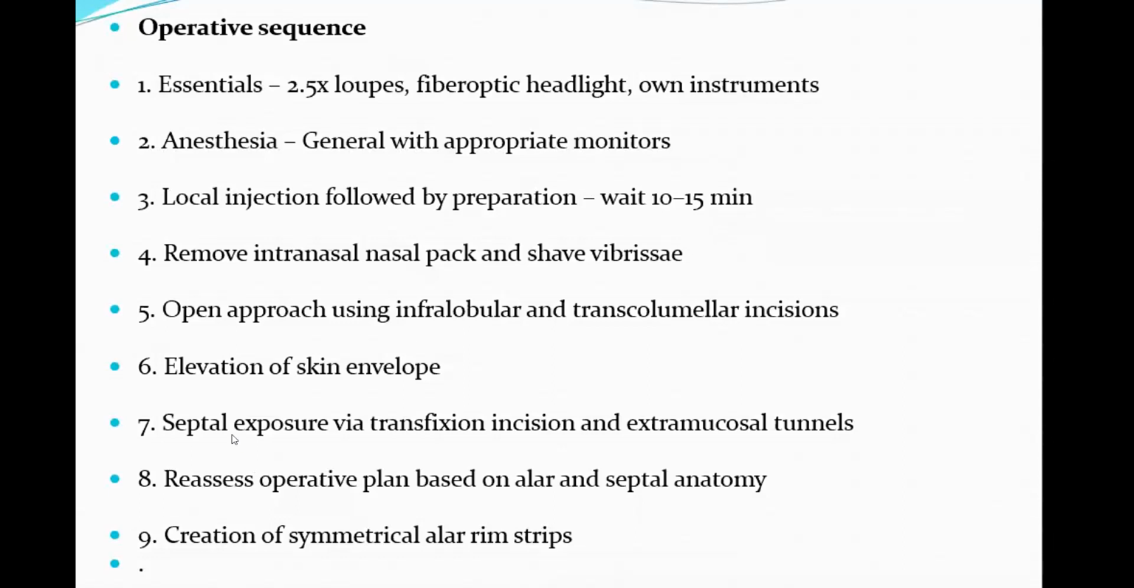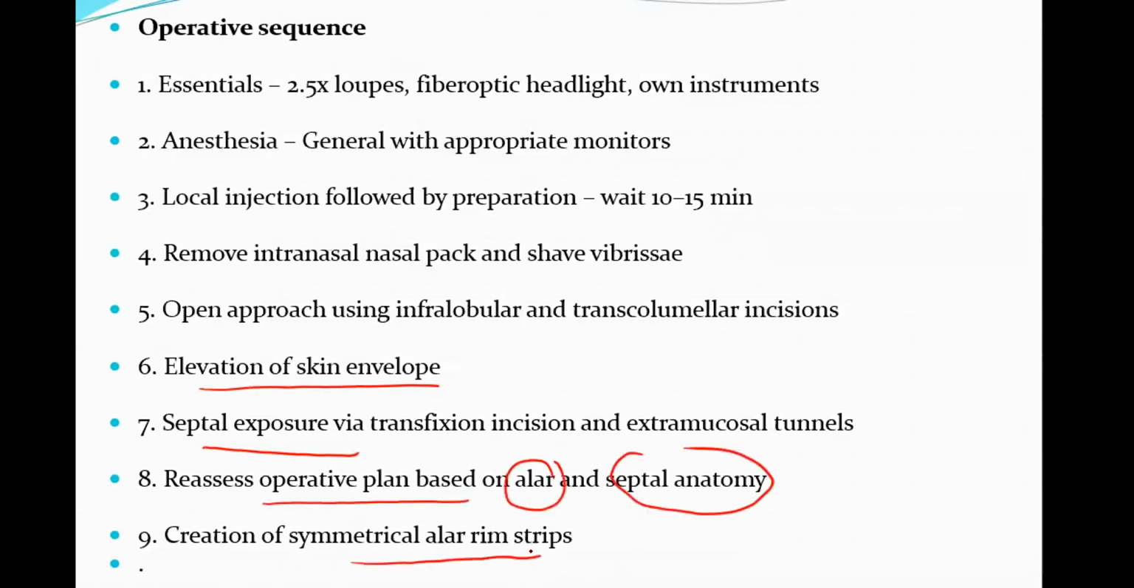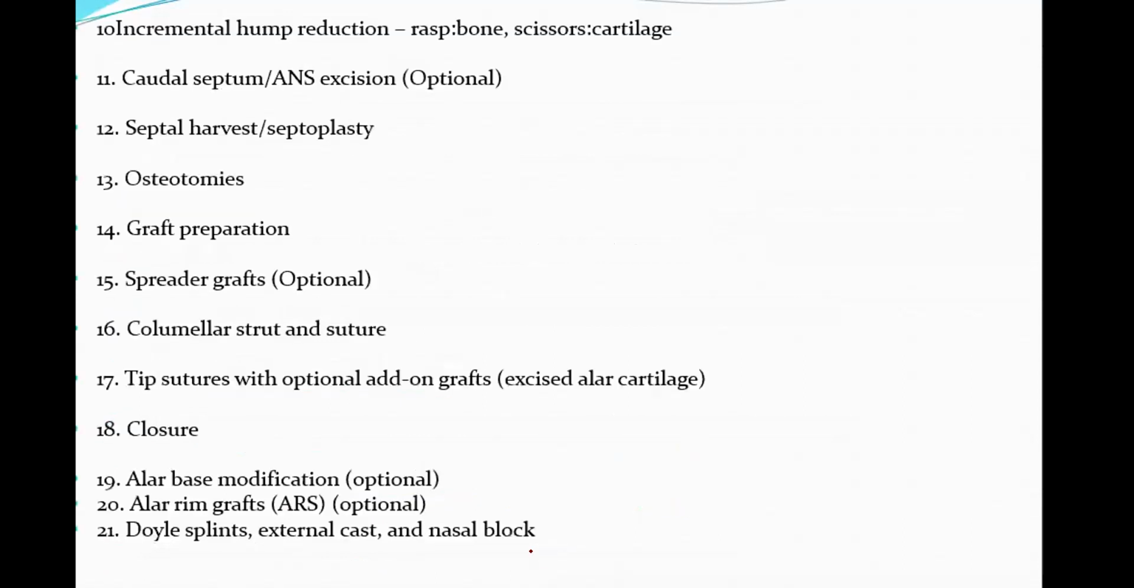And once you put your incisions, go to the exposure of the skin envelope. So go up to the radix and expose your nasal dorsum. Then go for the septal exposure. Expose the septum if you want to harvest the septum or do something at the septum only. Reassess the operative plan based on the alar and septal anatomy and create the symmetrical alar strips. I'll tell you what it means later.